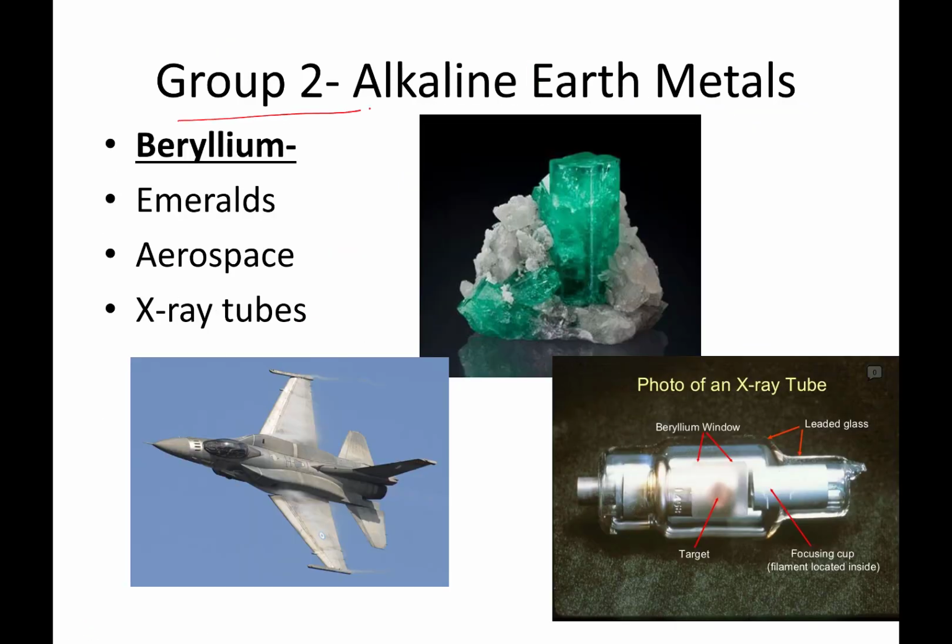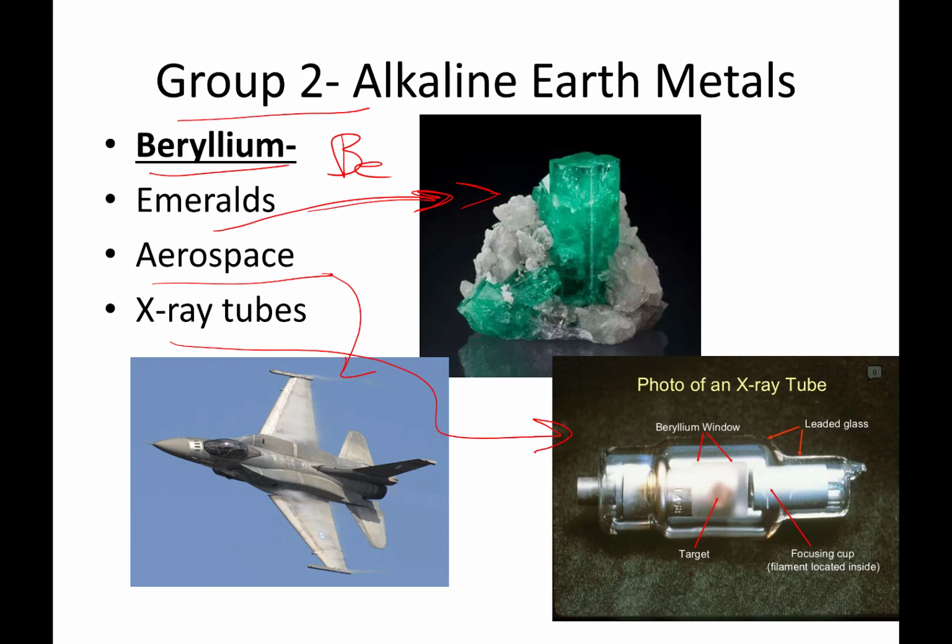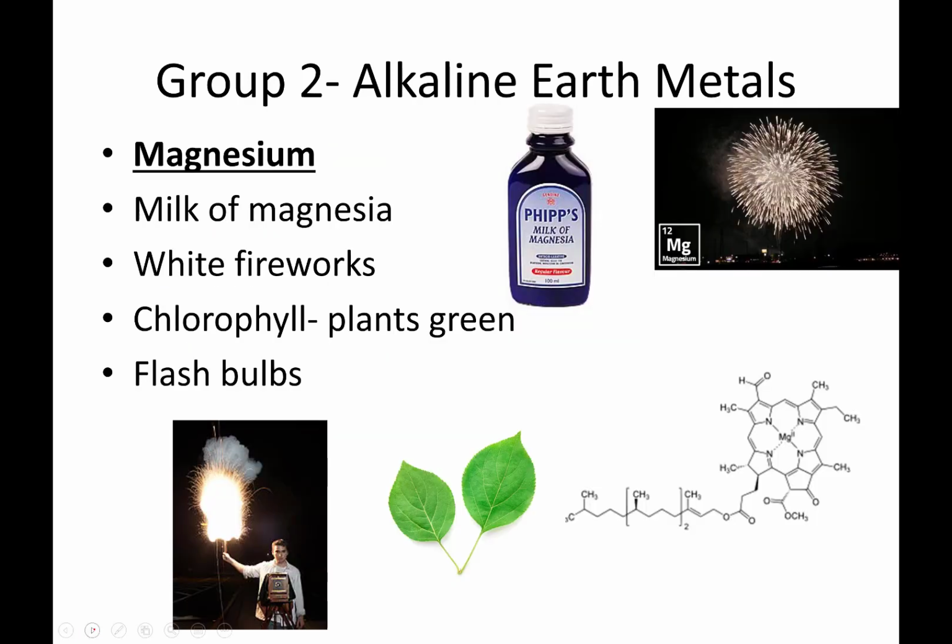So if we start at the top with beryllium, beryllium is the lightest alkaline earth metal, and if emerald happens to be your birthstone, it contains beryllium, that beautiful green color. Beryllium is not as useful as some of the others. Beryllium is used in the aerospace industry to make some very lightweight metals. It is alloyed or mixed with other metals and can be found and used in X-ray tubes. So sometimes there are some beryllium windows that are used there. So that is the lightest one.